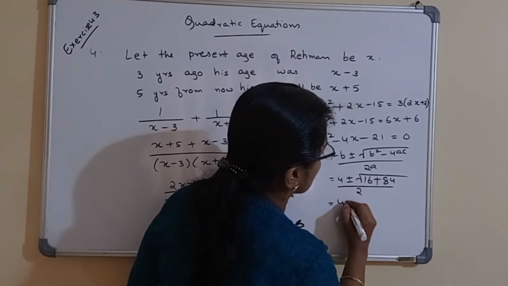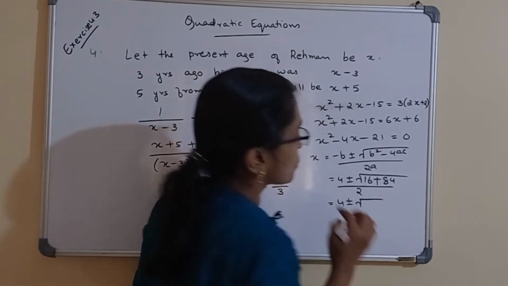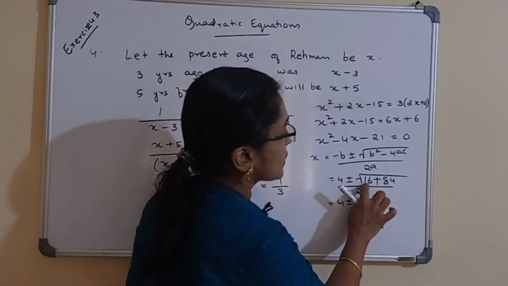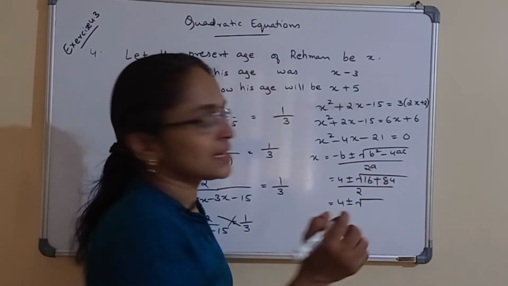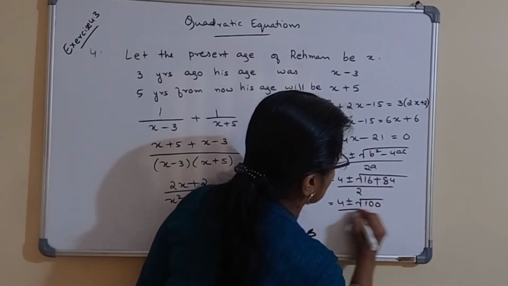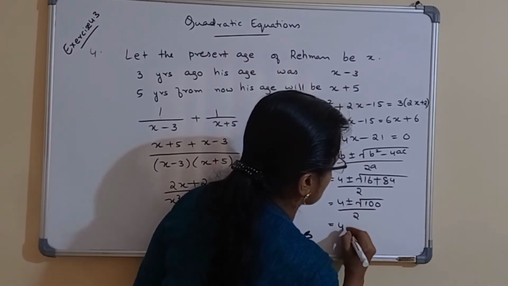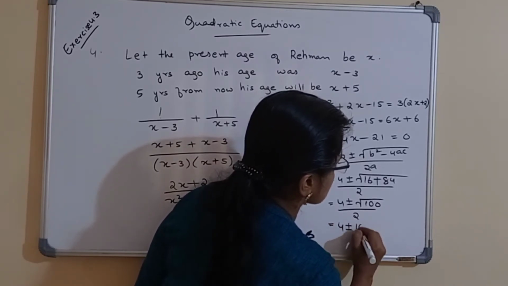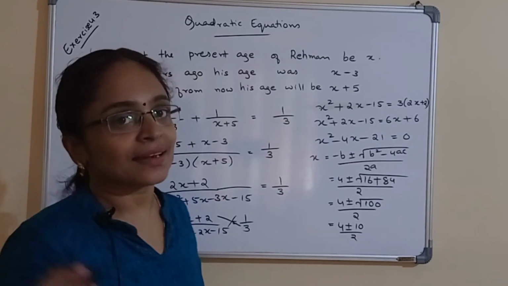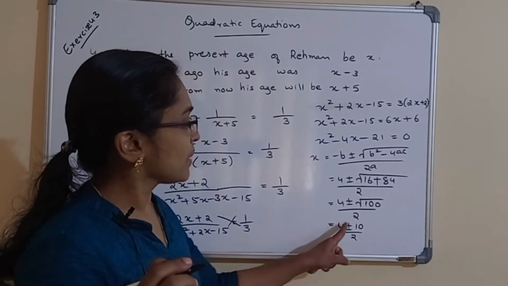So this is equal to 4 plus or minus root of 84 plus 16, which is 100, by 2. And that is equal to 4 plus or minus 10 by 2, since the root of 100 is 10.